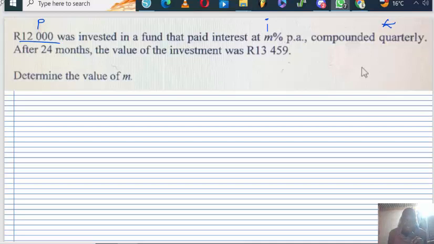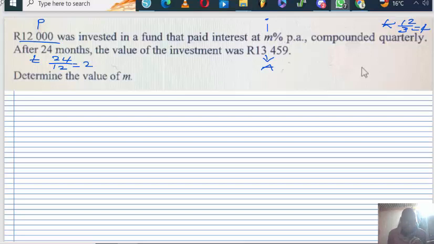And this was after 24 months. This is your T. 24 months, we can always say 24 divided by 12. So this is equals to 2 years. And quarter is 12 divided by 3, which is equals to 4. So now we have that. The value of the investment was 13,000. So we have A. We've been given an A as well. So this is our A.